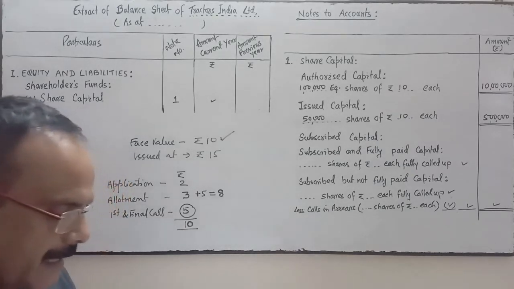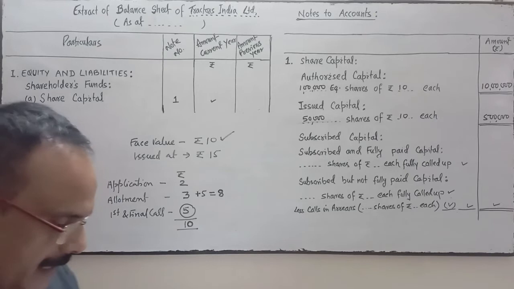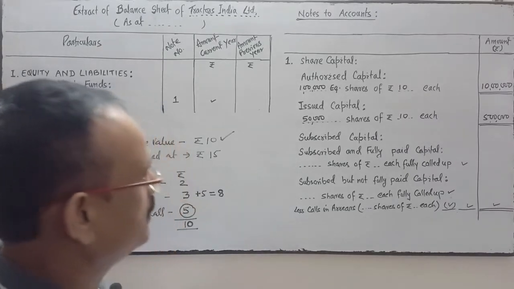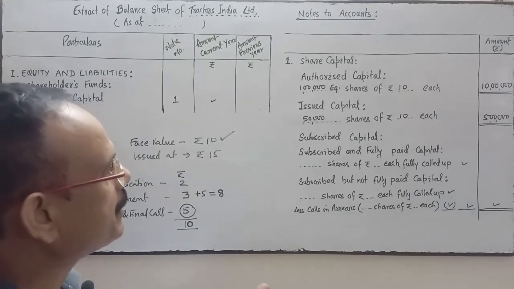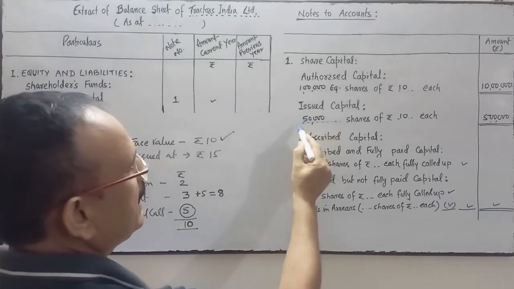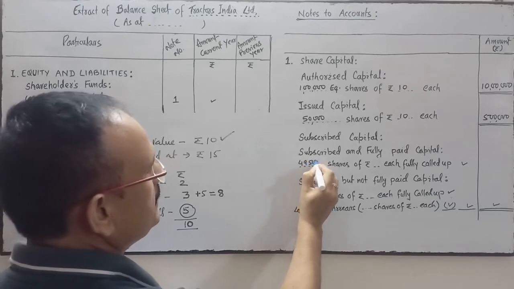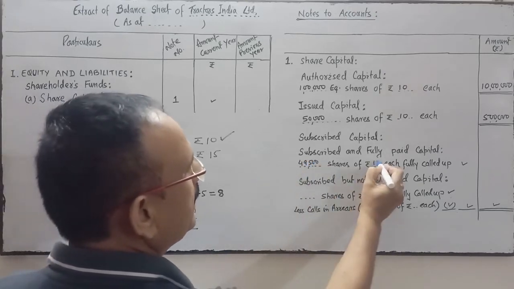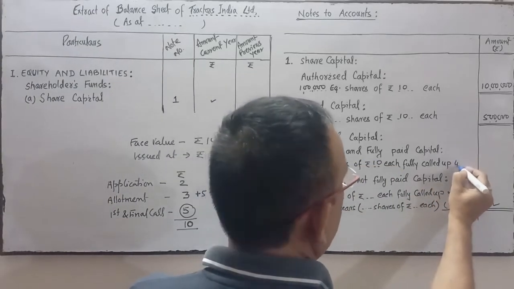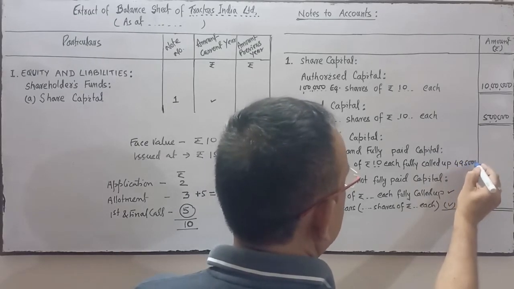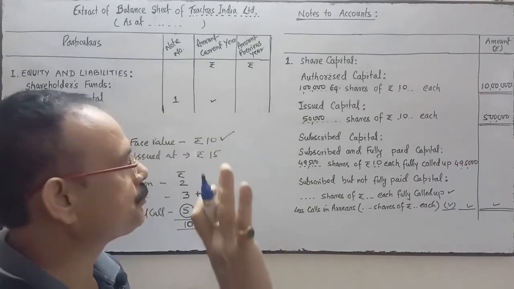The issue was fully subscribed and all the amount due was received except the first and final call money on 500 shares. Except on 500 shares, all the amount the company duly received. Company has issued 50,000 shares, out of which 49,500 shares have paid rupees 10 each, fully paid. So it is 4,95,000.